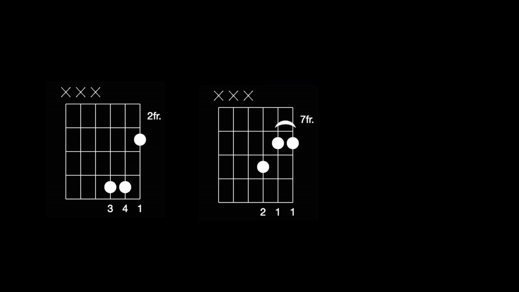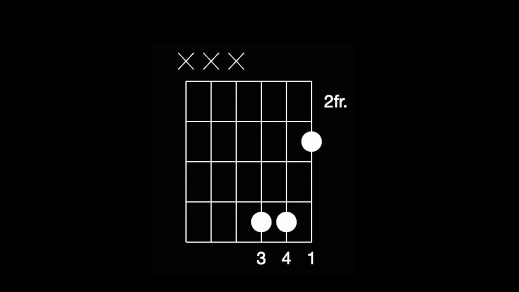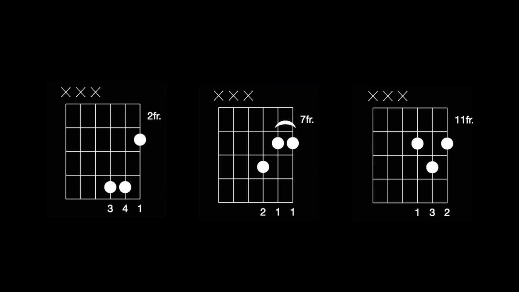What are inversions and what can you do with them? Inversions are different versions of the same chord. A simple chord consists of 3 notes. This is called a triad. There are 3 major triad inversion shapes.